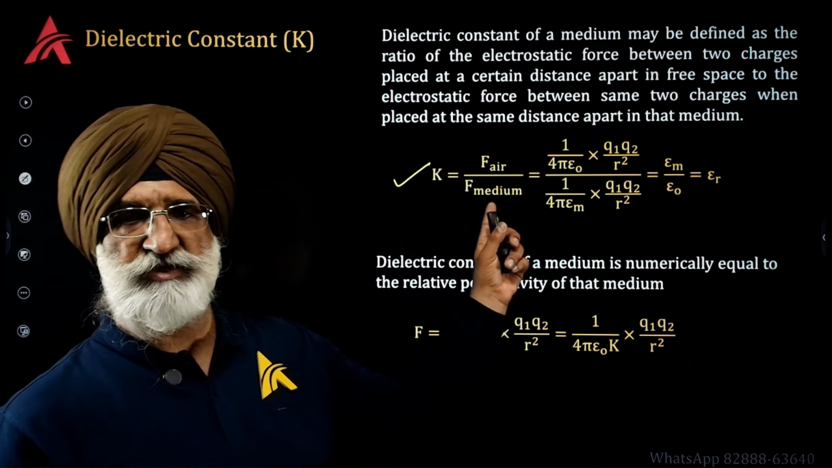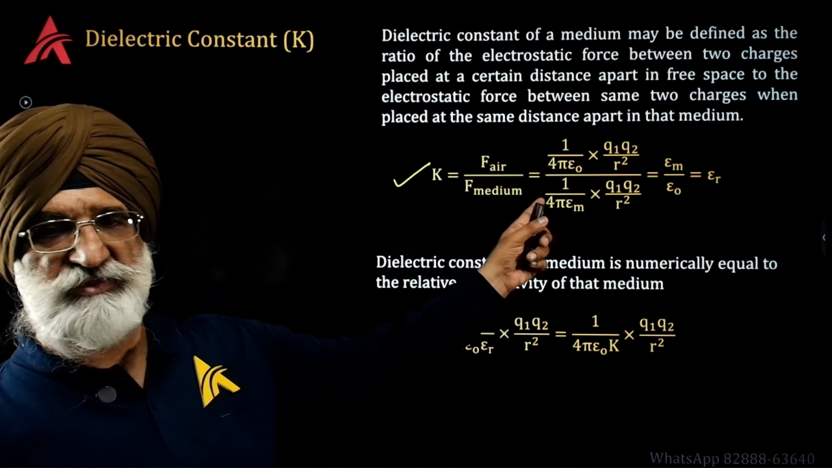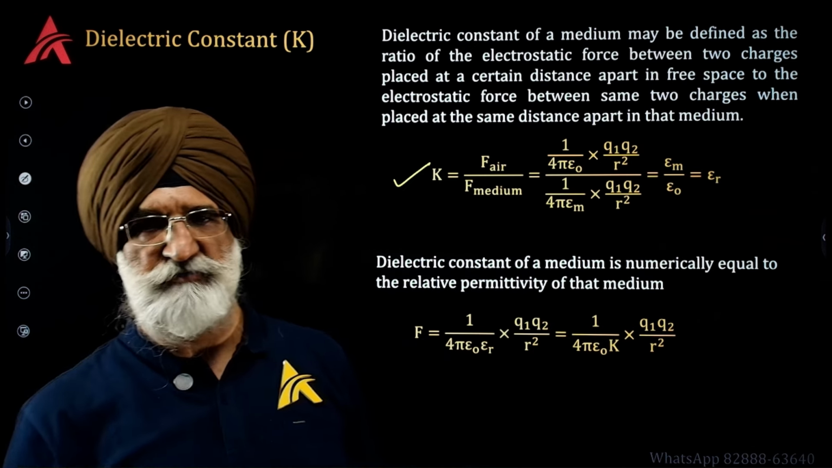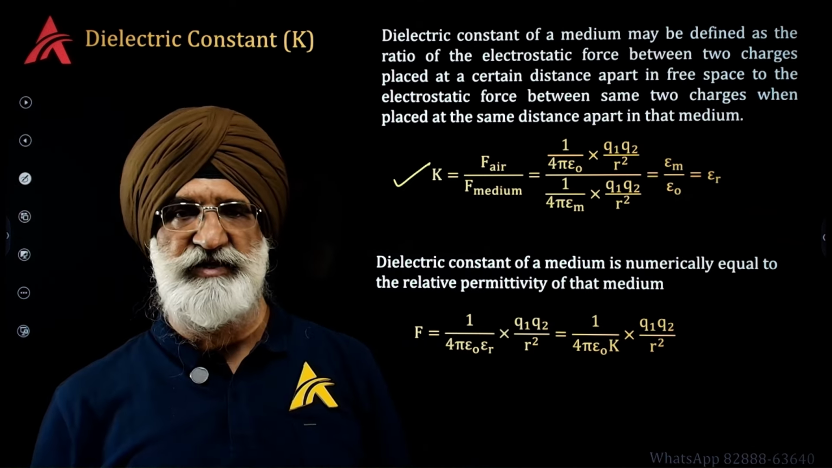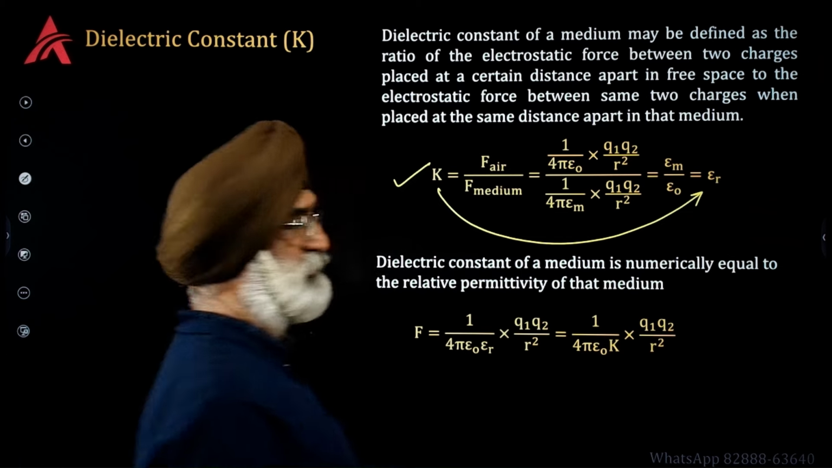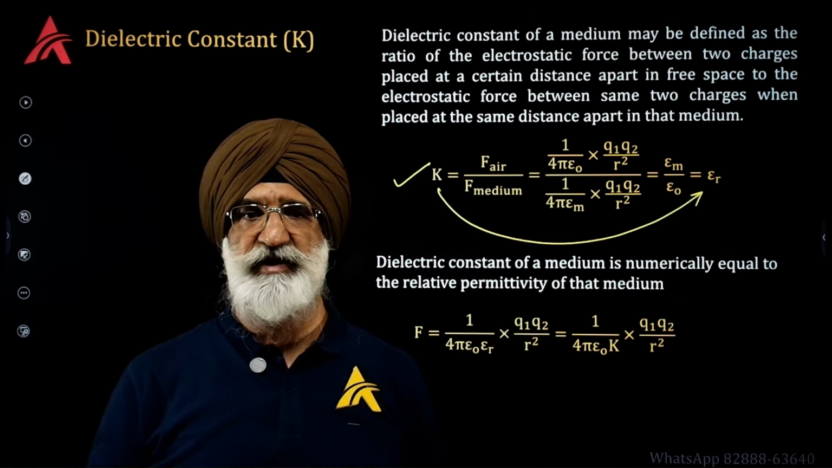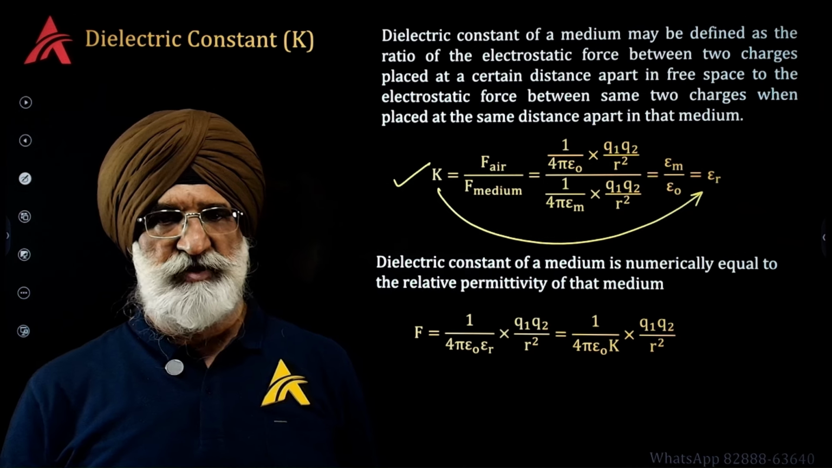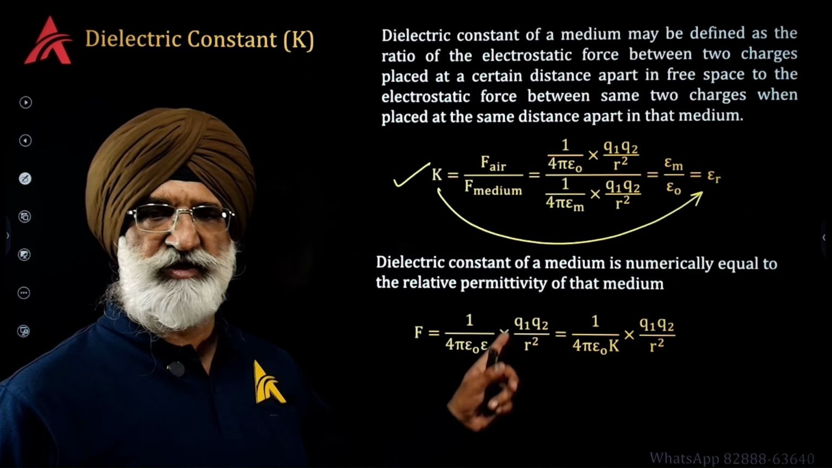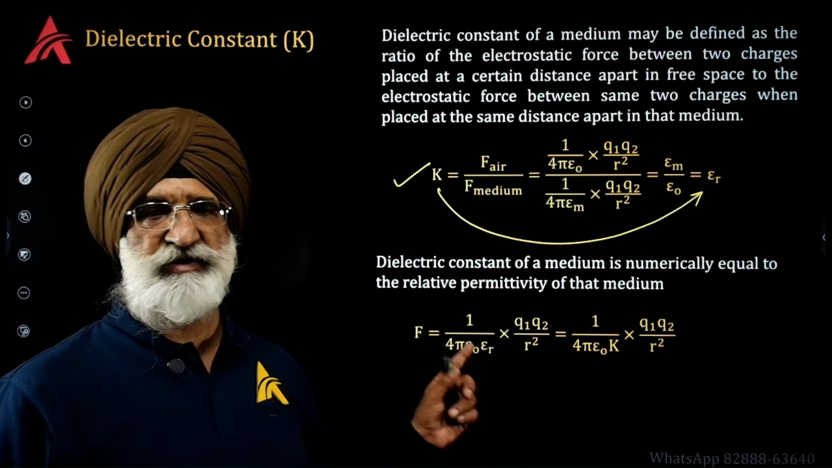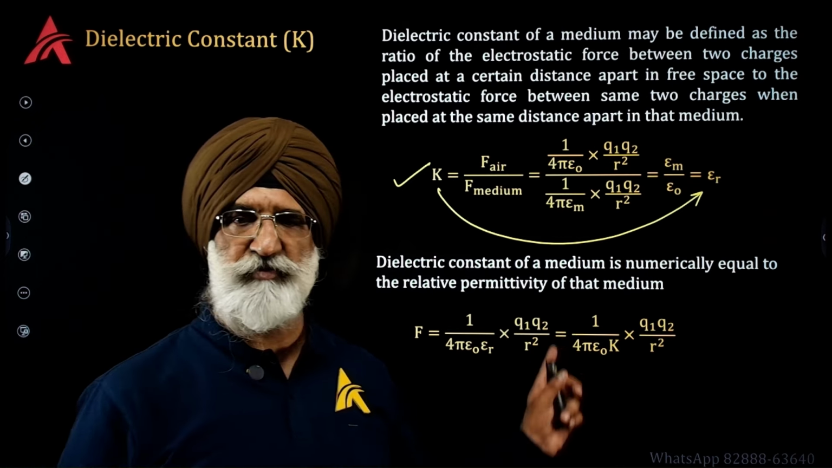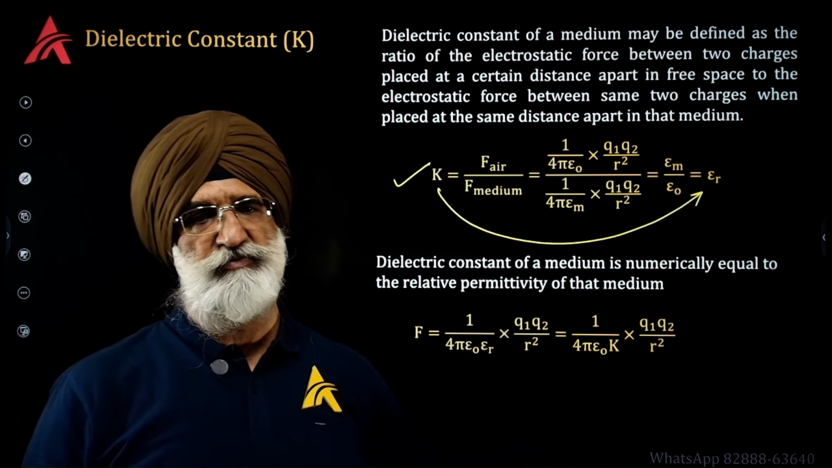If you put these formulas from Coulomb's law, we will get some expressions and finally the permittivity of the medium to the permittivity of free space. The remaining things will get cancelled. It can be easily shown that the dielectric constant is numerically equal to the relative permittivity of that medium. If you use Coulomb's formula, 1 upon 4 pi epsilon naught into epsilon r q1 q2 upon r square, we can replace epsilon r by k, the dielectric constant. The formula will become 1 upon 4 pi epsilon naught into k q1 q2 upon r square.